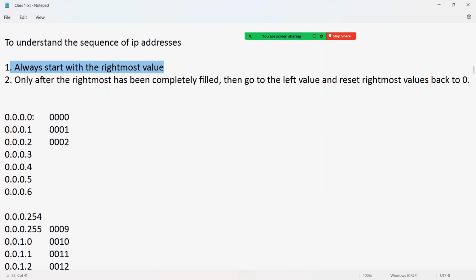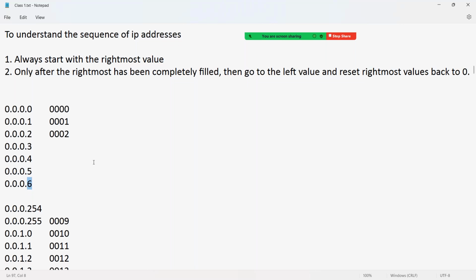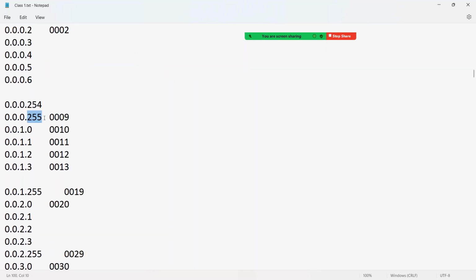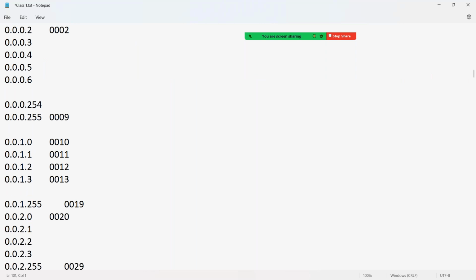So if this is my first IP 0.0.0.0, only concentrate on the right side values, guys. Ignore the left side ones. I'll explain this later. Just for an example, if this is my first IP 0.0.0.0, the next IP is 0.0.0.1. Always start with the rightmost value, so this increments by 1. Then 0.0.0.2, next 3, next 4, next 5, next 6. This goes on all the way up to 255. After 255, can I have a value like 0.0.0.256?